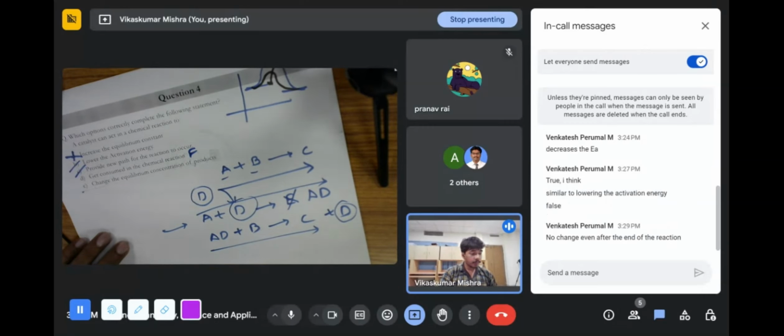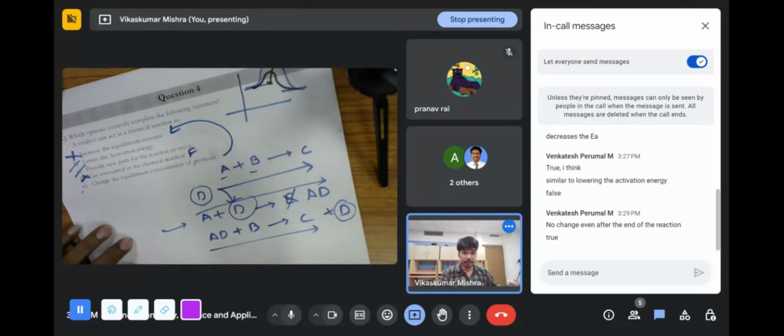Now E: change the equilibrium concentration of the product, not change even after the end of the reaction. Yeah, perfectly right. It remains as it is. So we are done with B. What about E? Does it change the equilibrium concentration of the product? If it changes the equilibrium concentration, then it should affect the equilibrium constant. So we know that the equilibrium constant is not altered by the catalyst.